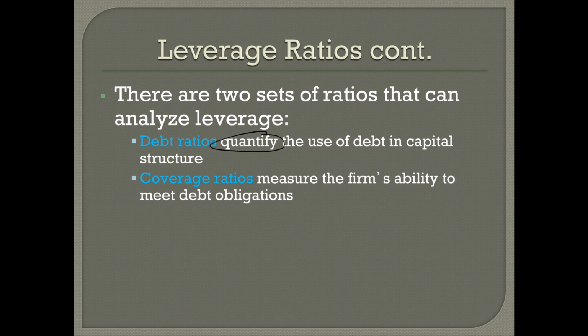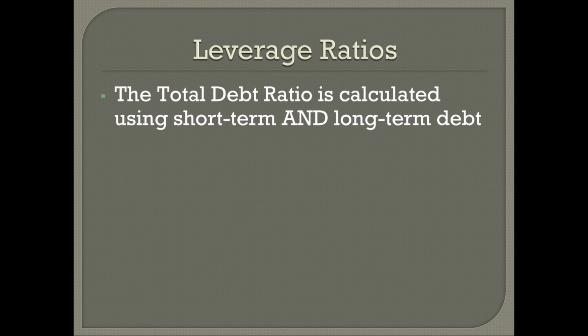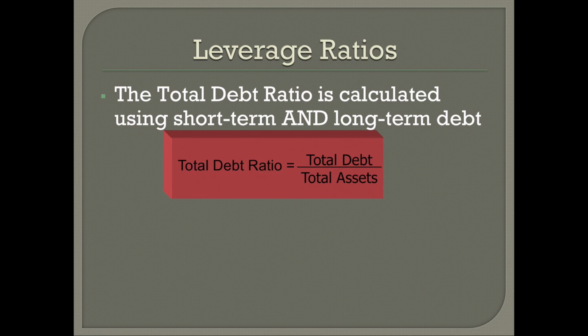So the first one that we will cover here deals with this first subset, which is debt ratios, quantifying the amount of debt. So what is the extent to which the firm finances its assets through sources other than stockholders, their debt? And it's called the total debt ratio. Remember that debt and liabilities mean the same thing. So the total debt ratio is calculated actually using both short-term and long-term debt. So this is your total debt, both short and long-term obligations, and the equation is simply total debt divided by total assets. So once again, what percentage of your assets are being funded by debt?